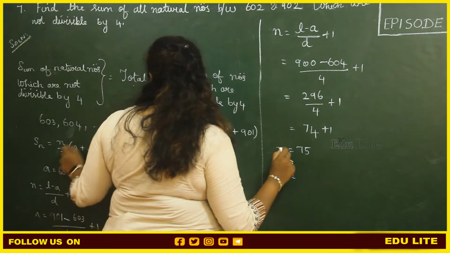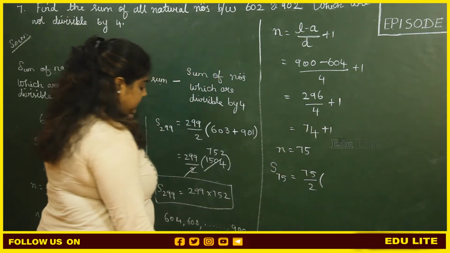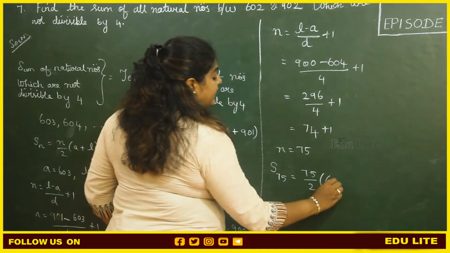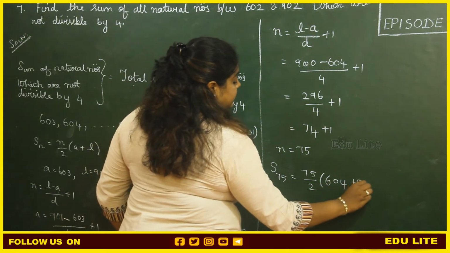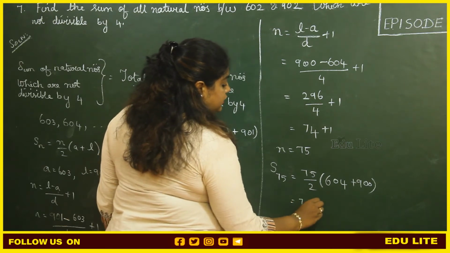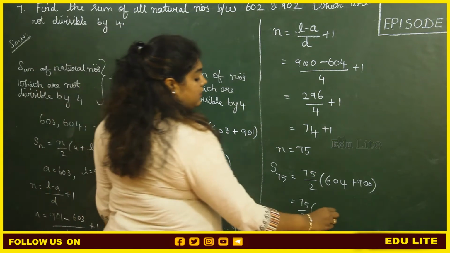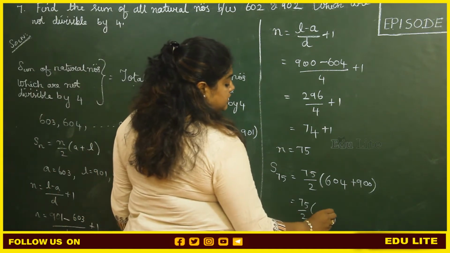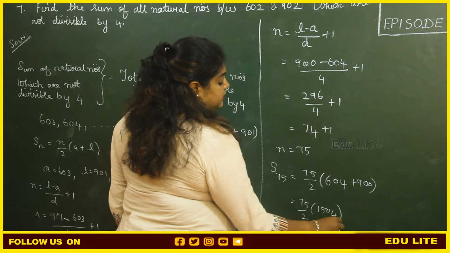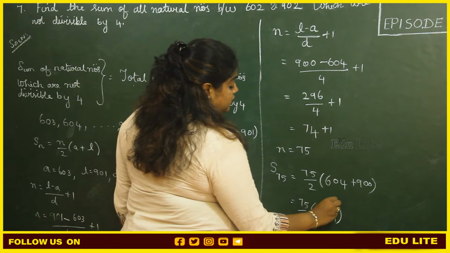S75 equals 75 by 2. The value of A is 604, the value of L is 900. Therefore, 75 by 2 into (604 plus 900) will give me 1504. So if I cancel this, it will give me 752.